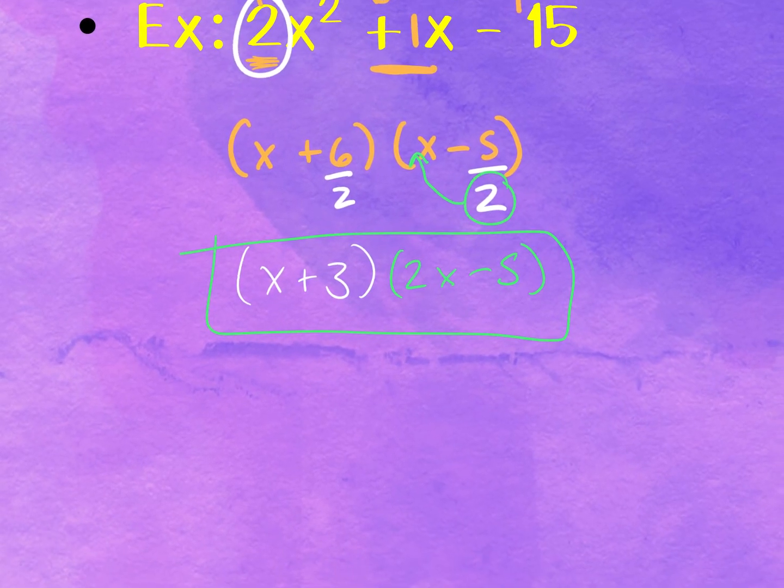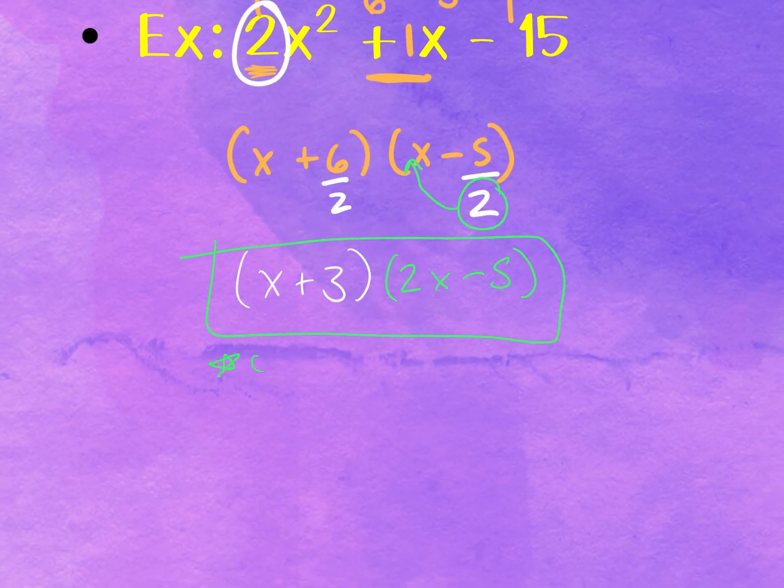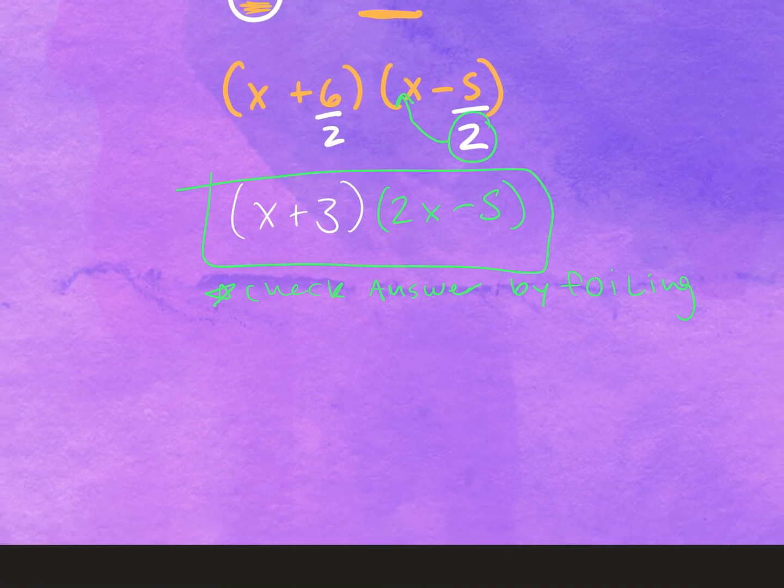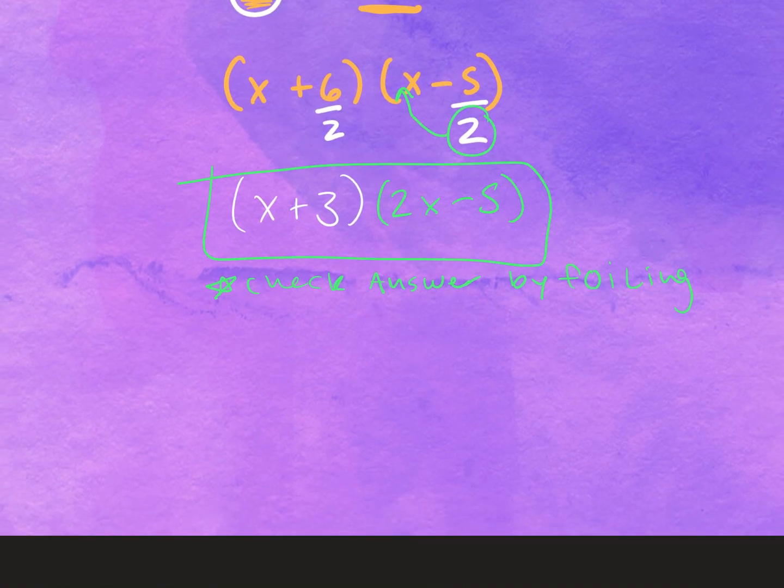So just like before, we can check our work. So check the answer by foiling, sorry. We are factoring. We check by foiling. So let's check our answer. Let's FOIL it out. How do I FOIL? What do I do first? So multiply the first ones.